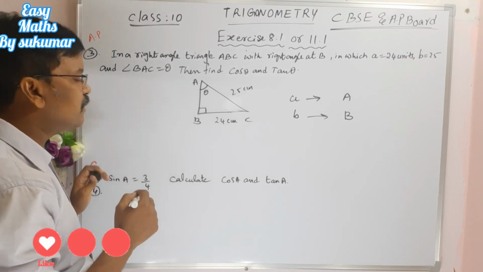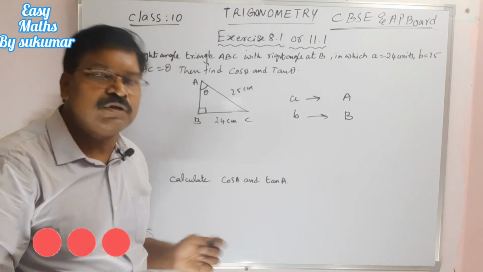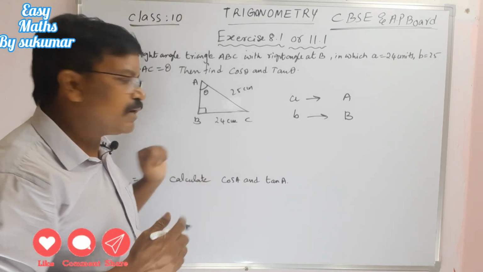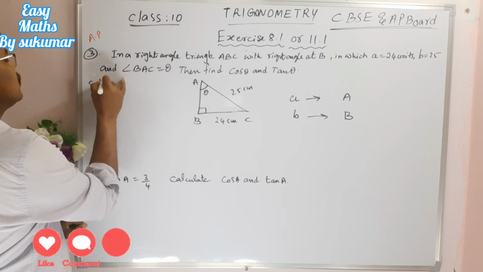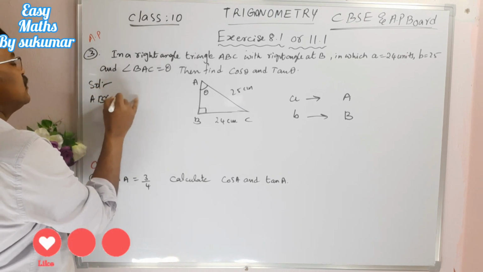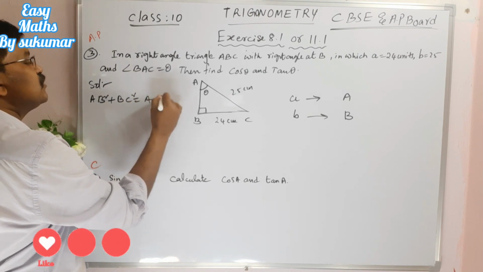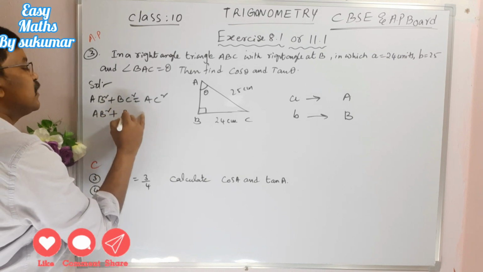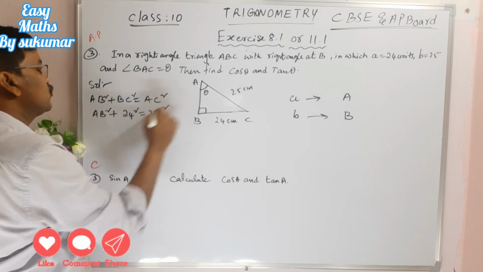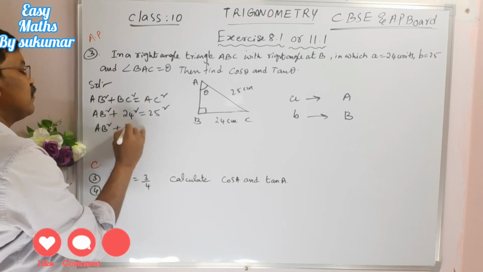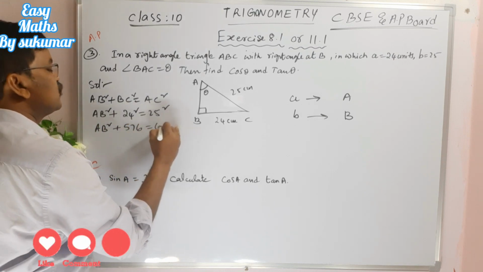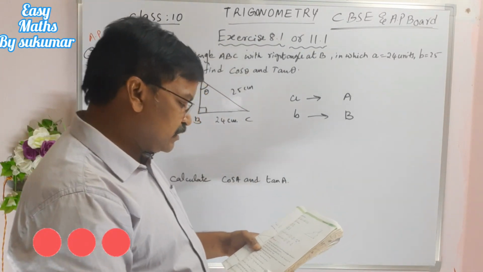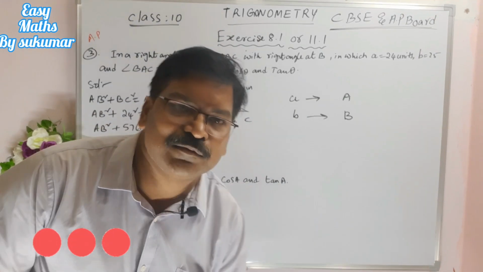Now, my dear students, do you know what AB is here? No. So we have to use the Pythagoras theorem to find this AB. According to Pythagoras theorem, AB square plus BC square is equal to AC square. AB is unknown. BC square is 24 square, AC square is 25 square. So AB square plus 576 is equal to 625. We already did this sum, like the second sum.